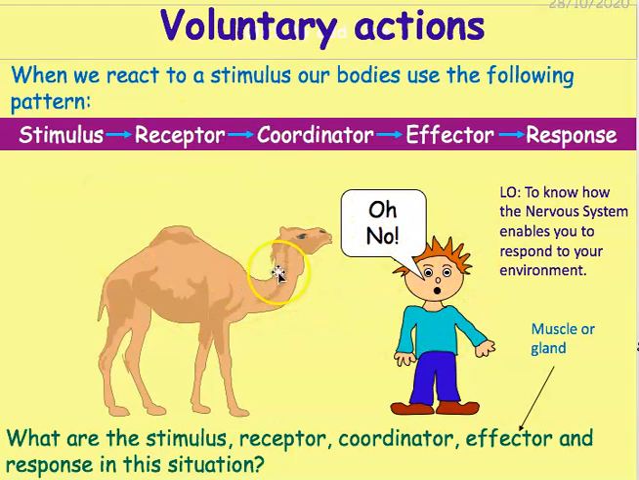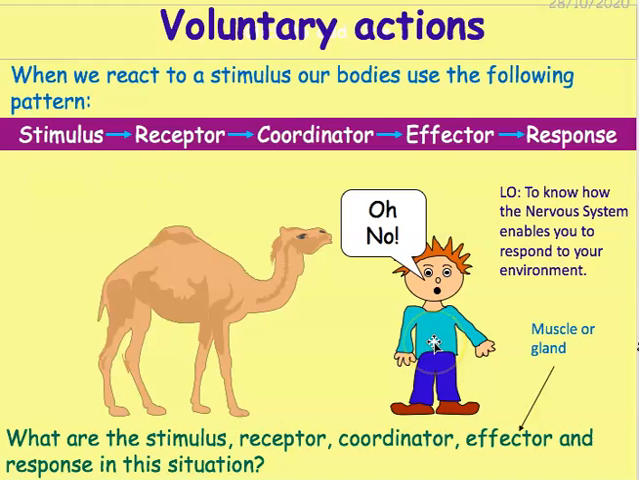Now, Bob is looking straight at the camel. Therefore, the receptor or the receptor cells are the light receptors in his eyes, because they are what are enabling him to see the camel. Okay, now a message is then going to be sent from Bob's eyes to his brain, which is the coordinator, and the message will be sent back from his brain to Bob's legs, okay, but more specifically the muscles in his legs, which will allow him to run away, because Bob doesn't like the camel. Okay, so the effector are his muscles in his legs, and the response is Bob running away.